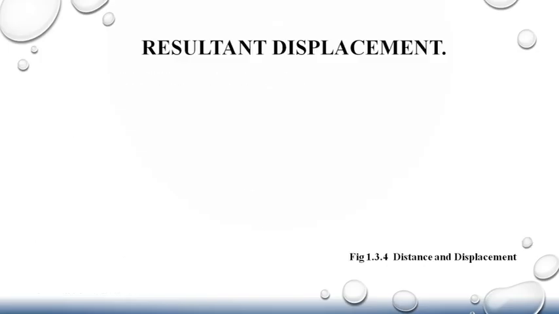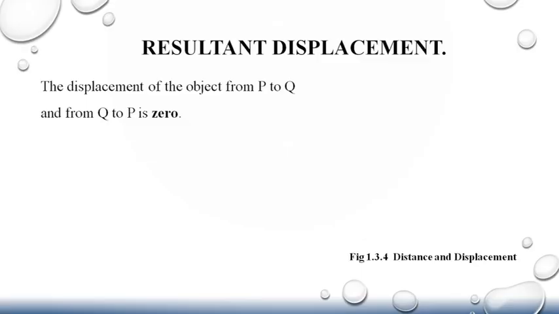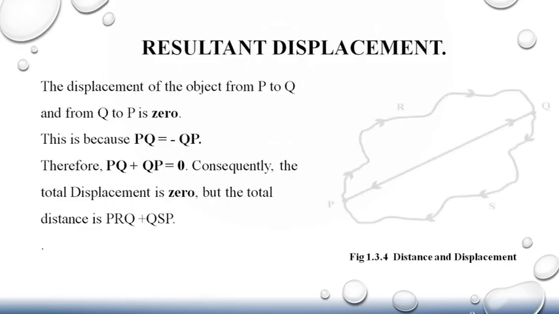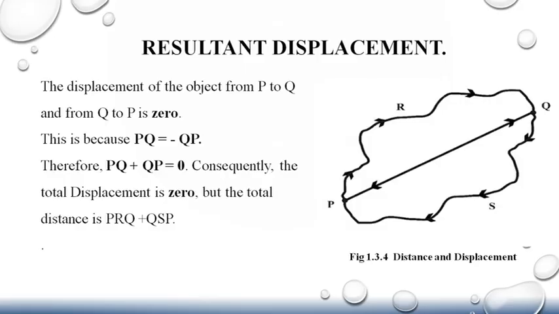The displacement of the object from P to Q and from Q to P is 0. This is because PQ is equal to minus QP. Therefore, PQ plus QP is equal to 0. Consequently, the total displacement is 0, but the total distance is PRQ plus QSP.